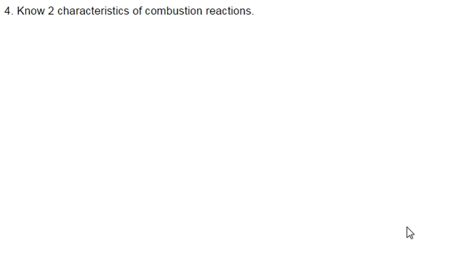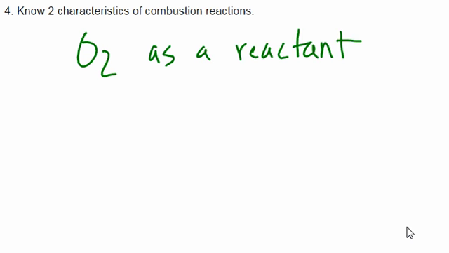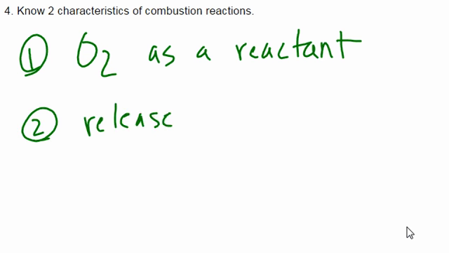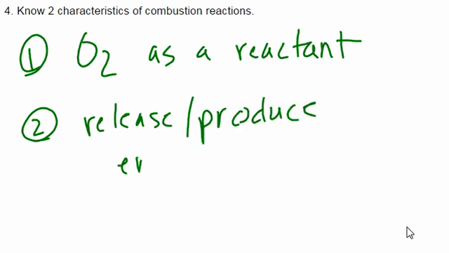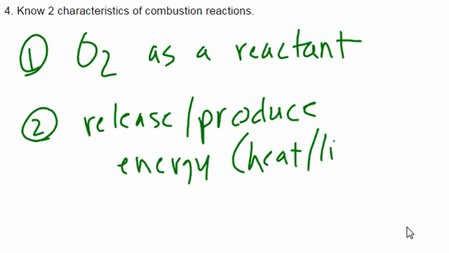So number 4, know 2 characteristics of combustion reactions. What you should know is that all combustion reactions will have O2 or oxygen as a reactant. Anything that burns or combusts needs to have O2, pure oxygen, as a reactant. And the other thing is that it will release or produce, whichever way you want to think of it, energy. And oftentimes that energy is heat and possibly light. Oftentimes both. But those are the 2 characteristics of combustion reactions.